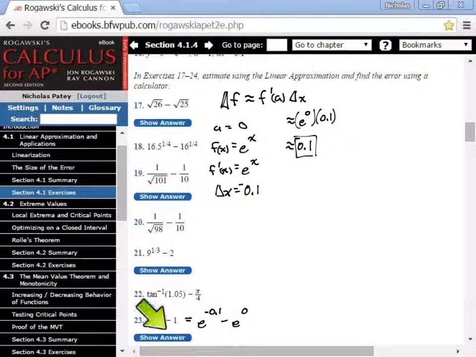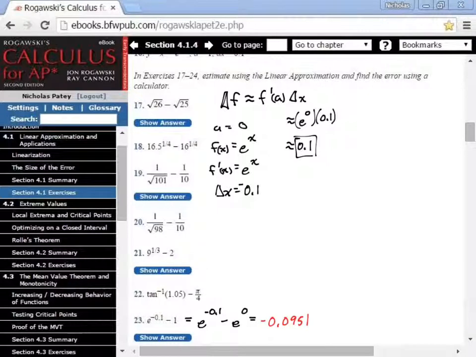Now to find the actual one, we have to plug that into our calculator. Can you guys plug that in and tell me what it equals? Plug this right here. We go e to the negative 0.1, and you subtract 1 from it. Negative 0.0951. Is that what you got too, Veronica? Yeah. Okay. So that's our actual one.